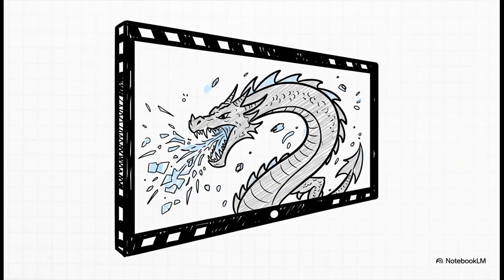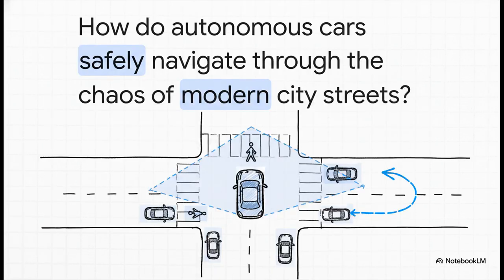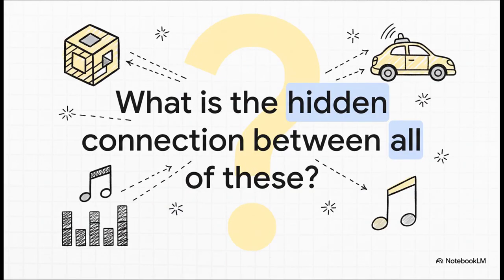You ever watch a blockbuster movie and you're just floored by the special effects? And you wonder, how in the world do they make a digital dragon look so real? Or what about this? How does a service like Spotify or Netflix seem to just get you? Recommending that perfect song or movie you didn't even know you were looking for? And then there's the really cutting-edge stuff. How does the self-driving car see the world around it and plan a safe route through a totally chaotic city street?